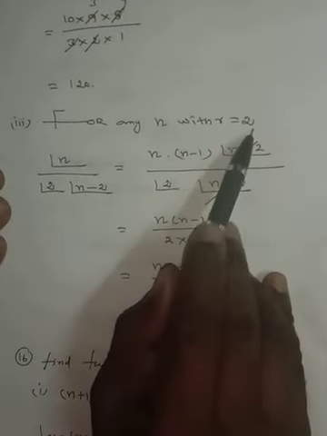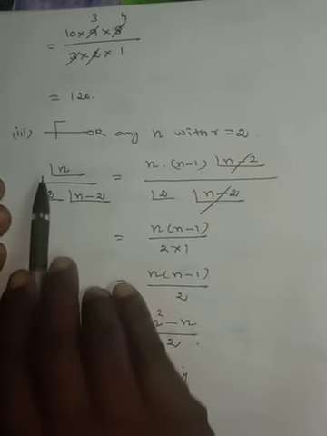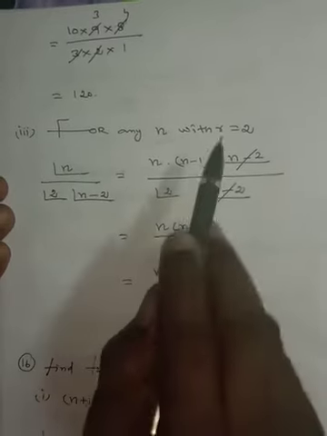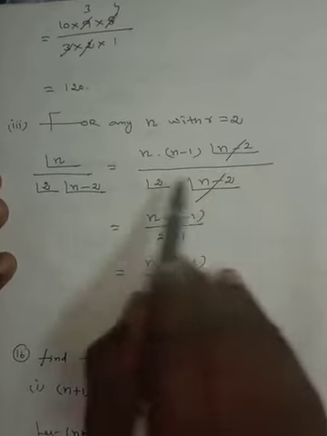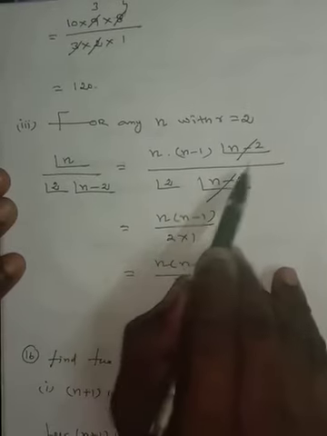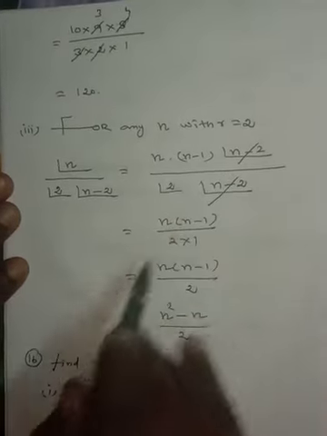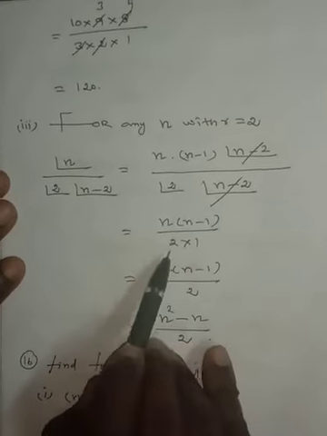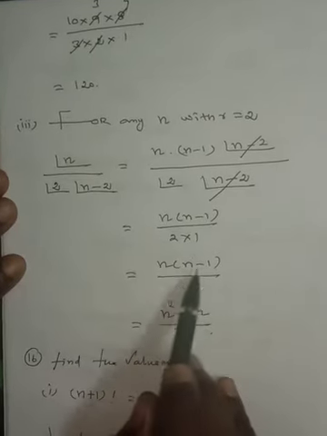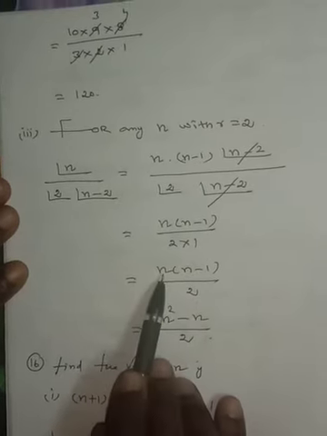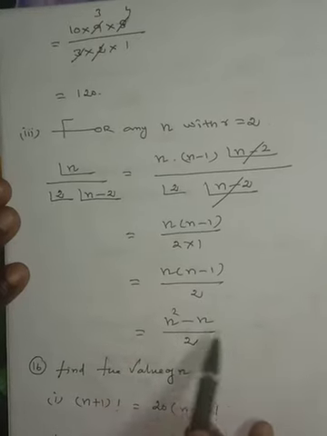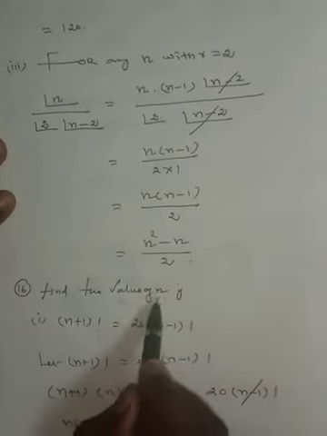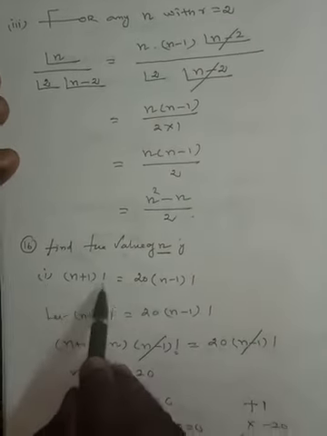Substitution number 3: for any n with r is equal to 2. Using n is equal to n and r is equal to 2 in the given n factorial divided by r factorial into (n minus r) factorial, we get n into (n minus 1) into (n minus 2) factorial, divided by 2 factorial into (n minus 2) factorial. (n minus 2) factorial cancels. The numerator is n into (n minus 1), the denominator is 2 factorial, which is 2 into 1, so 2. So n into (n minus 1) divided by 2, multiplying, we get (n square minus n) divided by 2.